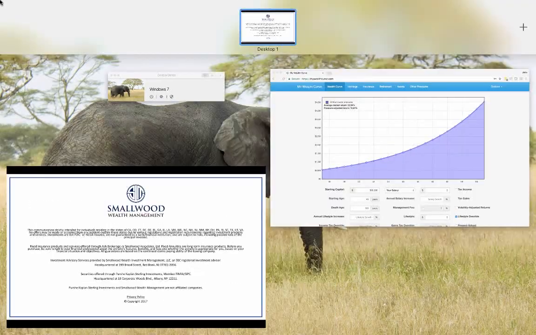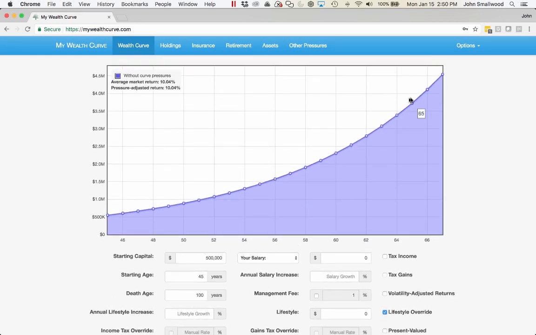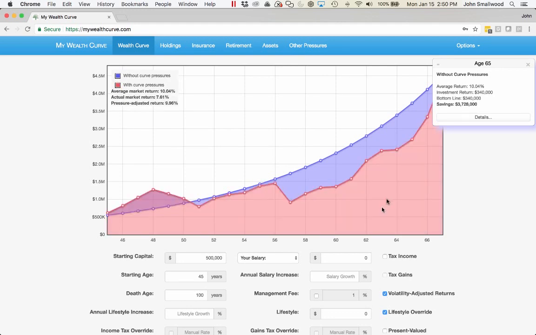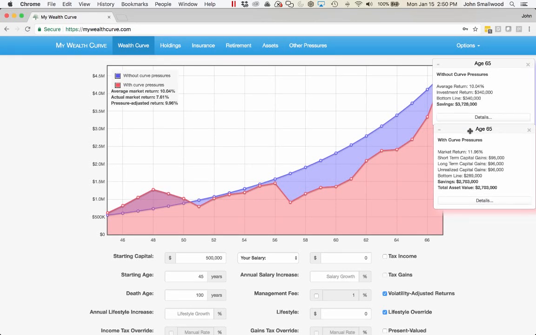What we learned in the last category was that the $500,000 investment that grew at a 10.04% rate of return, which 20 years later was worth $3.7 million, when you factored in the volatility adjusted returns, that the amount of wealth that was created was reduced by a little bit over $1 million, down to $2.7 million.